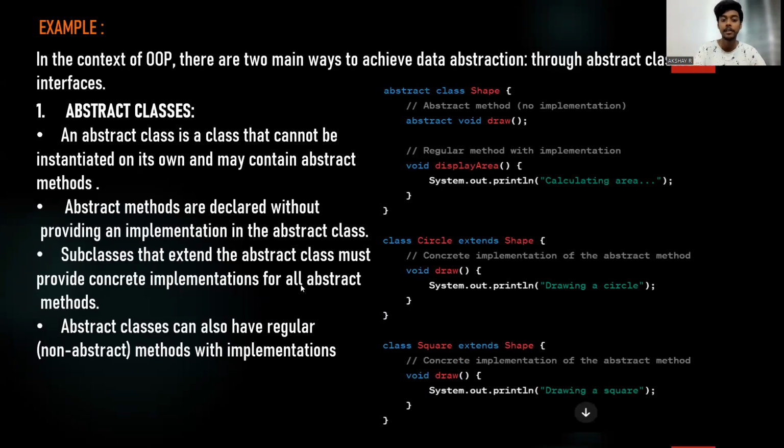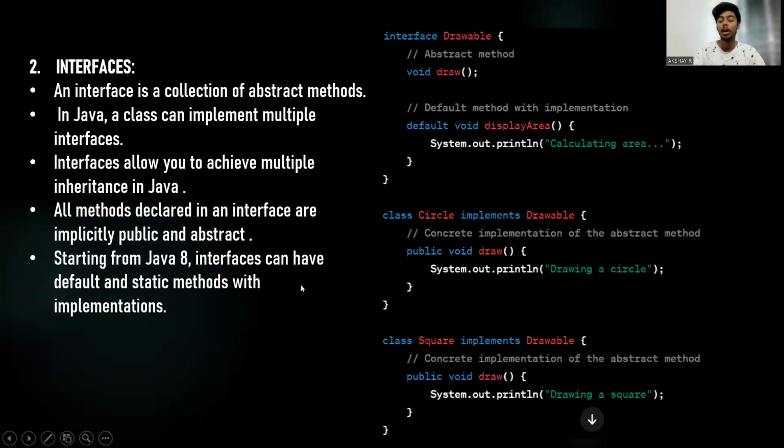Now we'll see the interface. The example is displayed on the screen, you can check. An interface is a collection of abstract methods. Abstraction is representing values by hiding the background, and an interface is a collection of abstract methods.